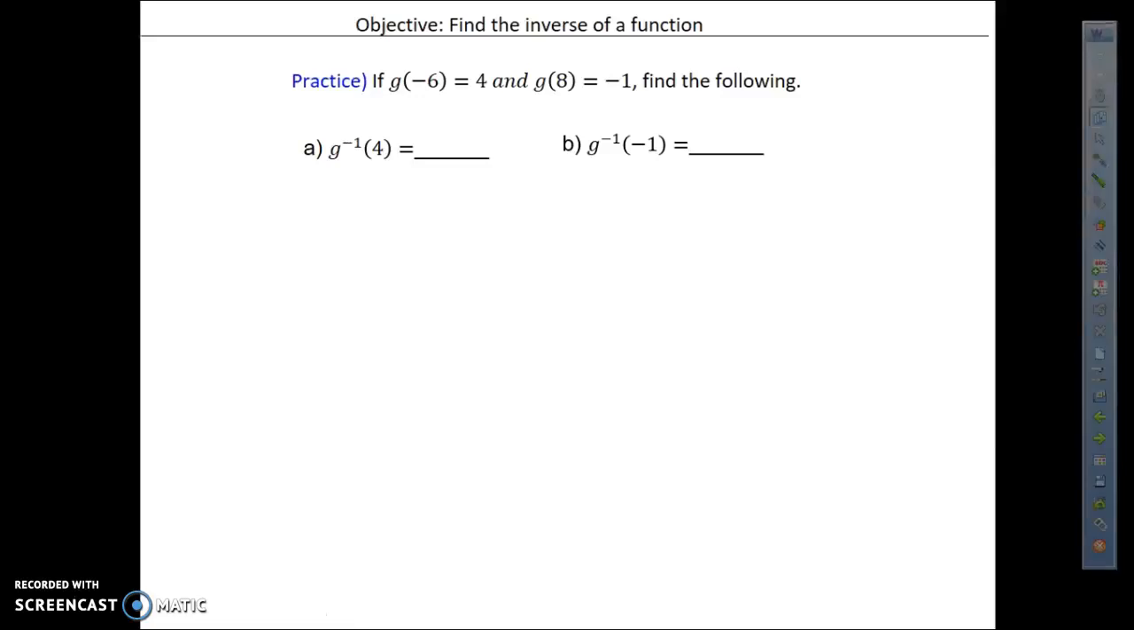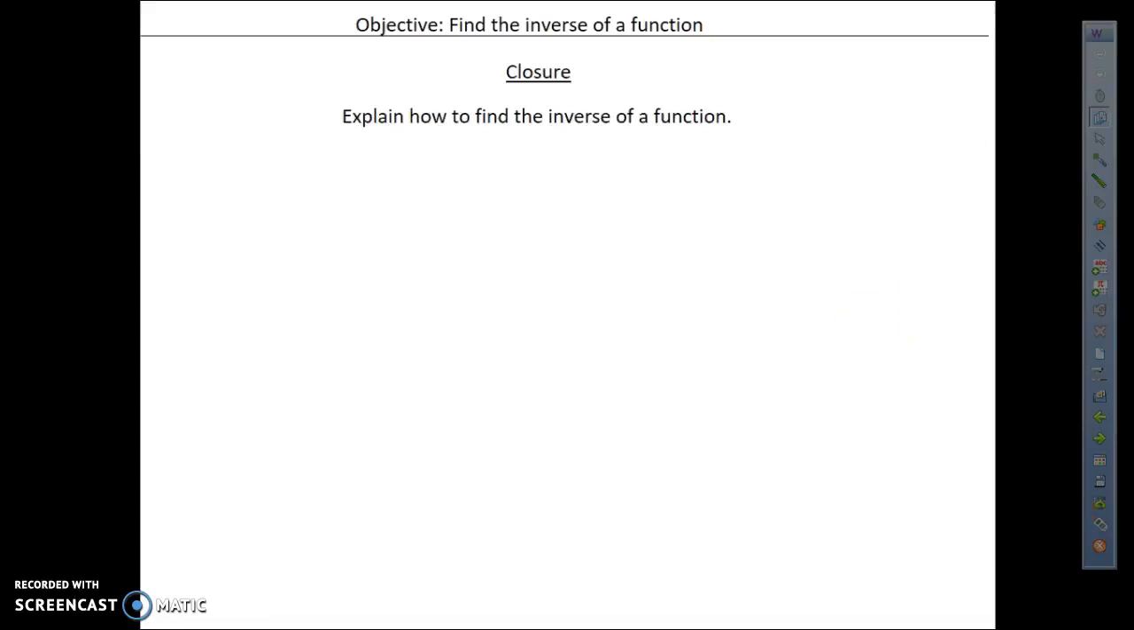Okay, for closure 2, you do have a closure, and I hope you can get this. Explain how to find the inverse of a function. What do you do? What do you got to switch? Okay, you tell me.